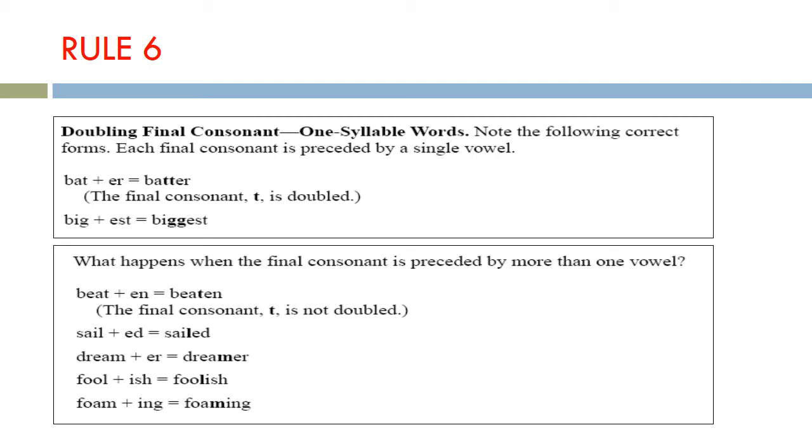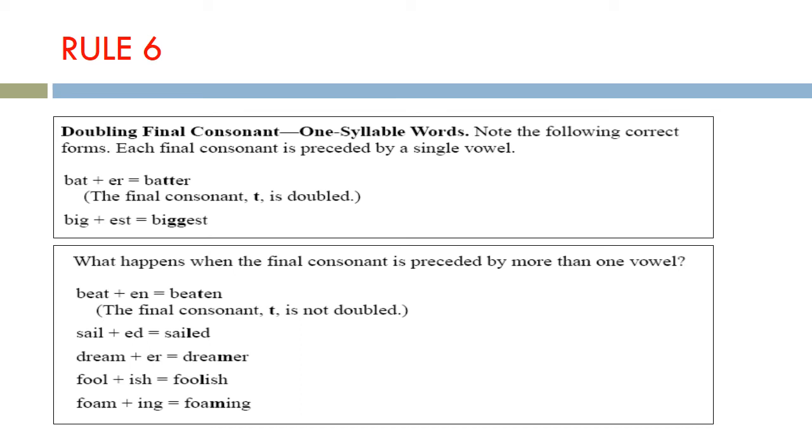The final consonant T is doubled. Big, biggest. The consonant at the end of the word is doubled, simply because the vowel in this word is short, bat or big. There are many words of this sort, like skip, skipped, stop, stopped, scan, scanned, skim, skimmed. In all these words, we double the final consonant.